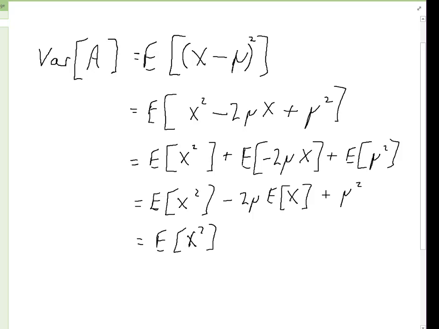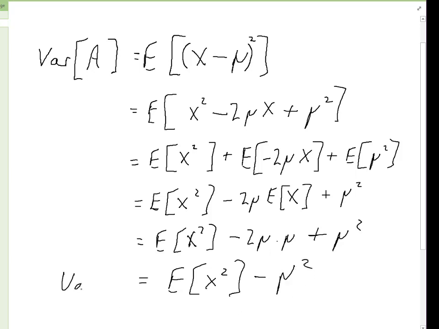X there. The expected value of x is mu. So that's what mu is. So finally you've got it. Because here we've got minus mu squared plus mu squared, so it's minus mu squared. So the variance of x is just equal to the expected value of x squared minus mu squared. And that's using the expected value simplifications we had before.